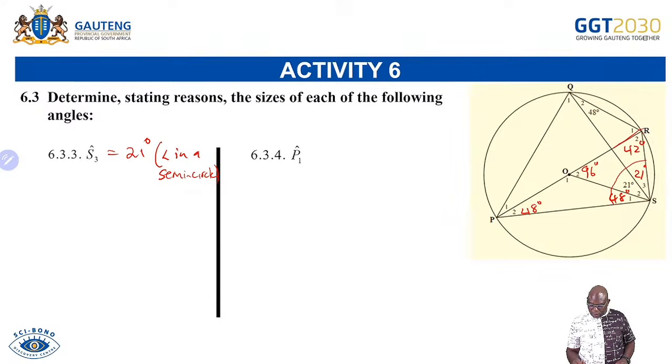Because that is the angle in a semicircle. This is the diameter, so there's the angle in a semicircle. I have this, so I can get S3. Okay. P1. How am I going to get P1 now?